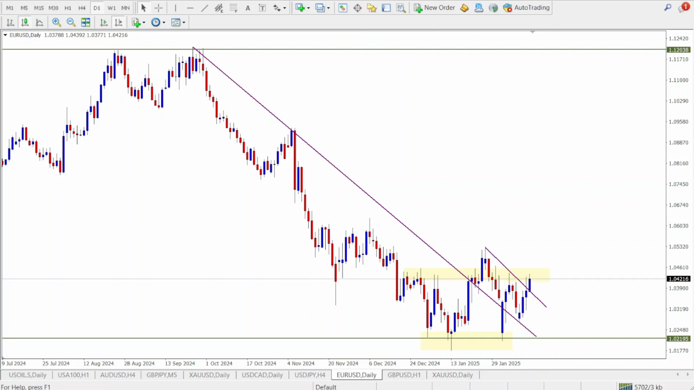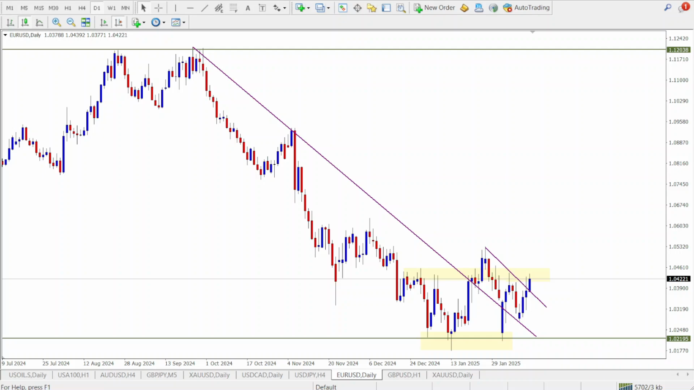Secondly, do not overcomplicate analysis. Stick to clear trends and key levels. Do not add too many indicators; you want to keep your charts clear. It doesn't mean that you can't add a few indicators. You can, but you don't need to add too many, because it's going to clutter your charts.